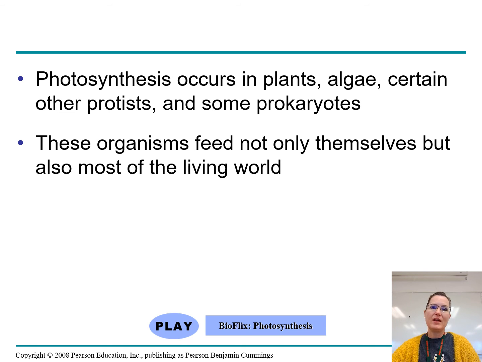And then photosynthesis occurs in a bunch of different organisms: plants, algae, some protists, some bacteria. It just depends. They don't necessarily need to be green, but if it's green, it's probably photosynthetic. It's a cool little thing that some organisms do. I'd love to be able to photosynthesize, but I cannot.